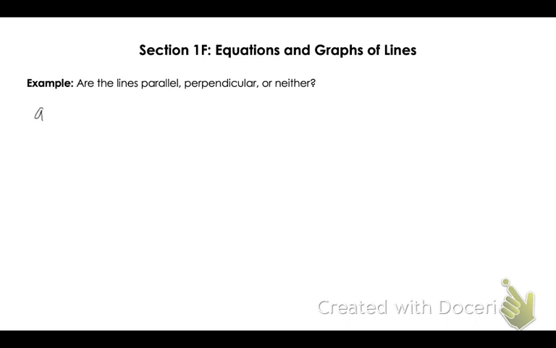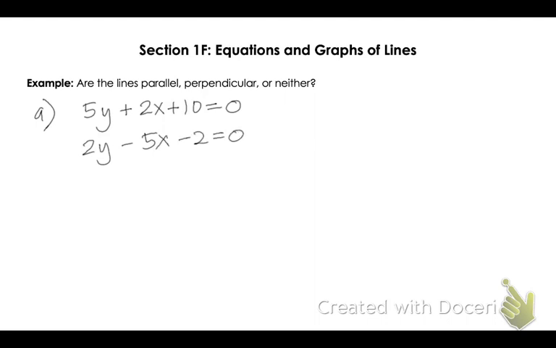For the first one, I give you these two lines, and of course I have to make a mess of them and not write them the way that you want them. 5y plus 2x plus 10 equals 0. And the second one is 2y minus 5x minus 2 equals 0. We want to see, are they parallel, perpendicular, or neither?